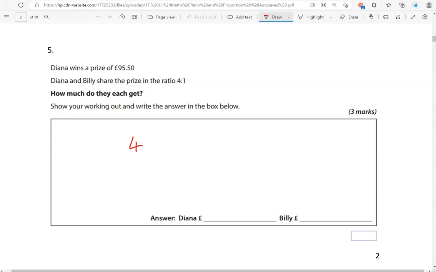So we've got a ratio of 4 to 1. 4 is for Diana and 1 is for Billy. And that is 5 units in total. 4 and 1 gives us 5. Because this is the total amount they're sharing, so we're going to put it under total. £95.50. So what do we multiply 5 by to get £95.50?